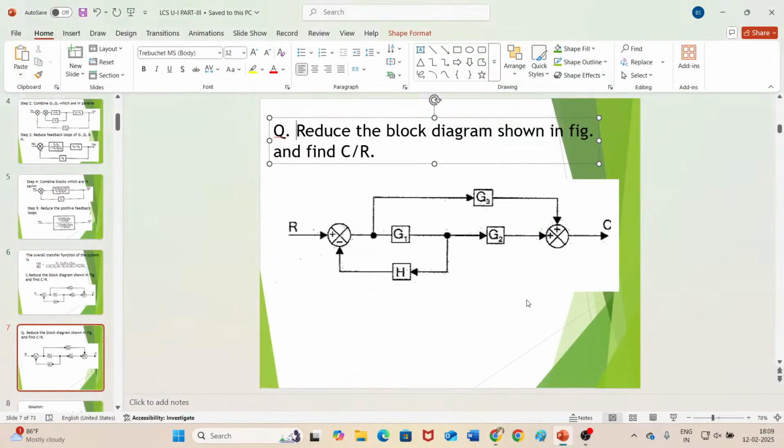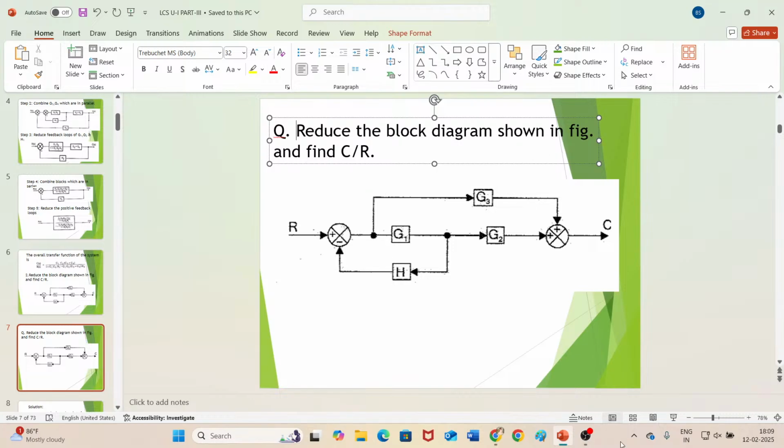Okay, today I will discuss the numerical problems on block diagram: how to reduce the block diagram and how to determine the transfer function for the given system. So we'll solve some numerical problems in today's session. This is my numerical problem. Reduce the block diagram shown in the figure and find C by R.